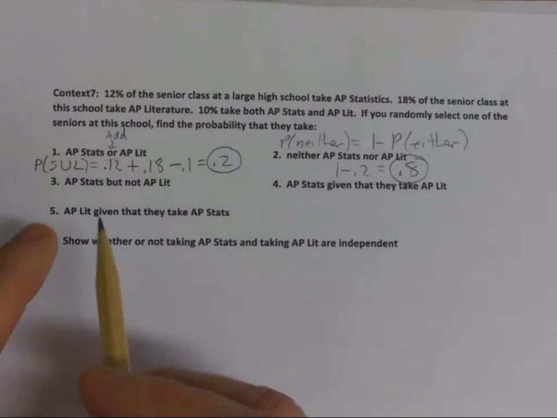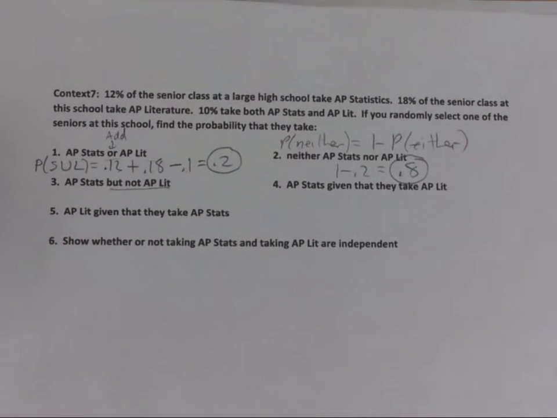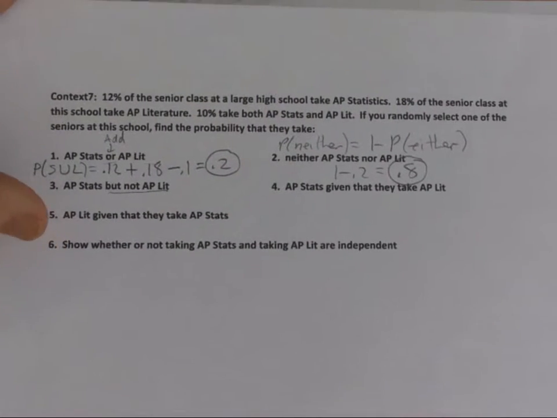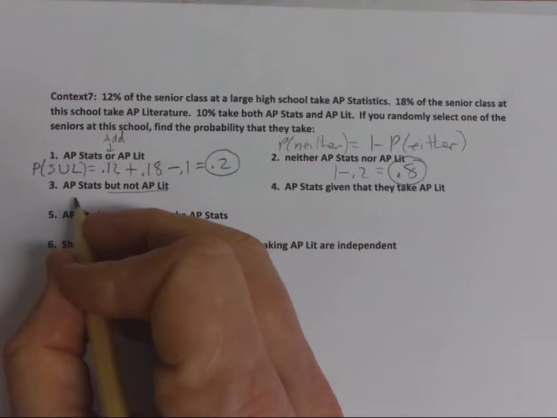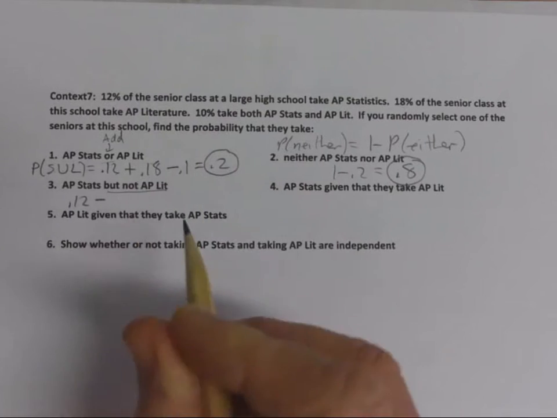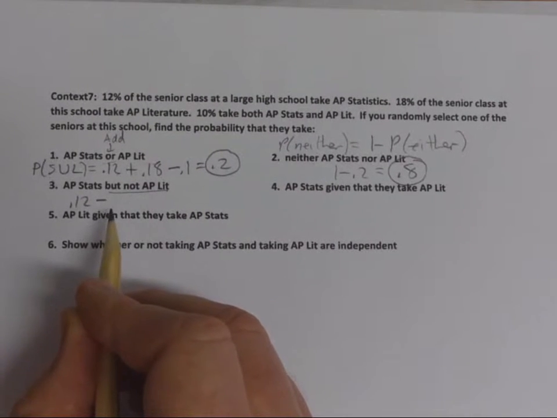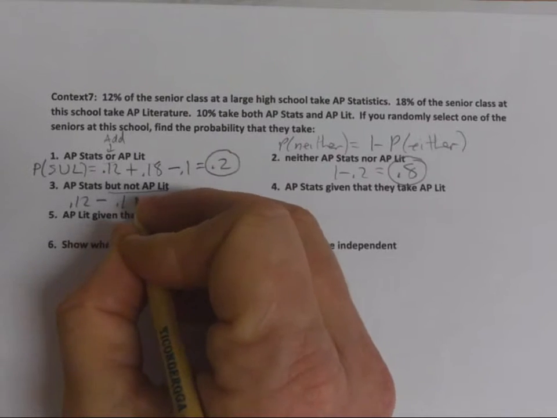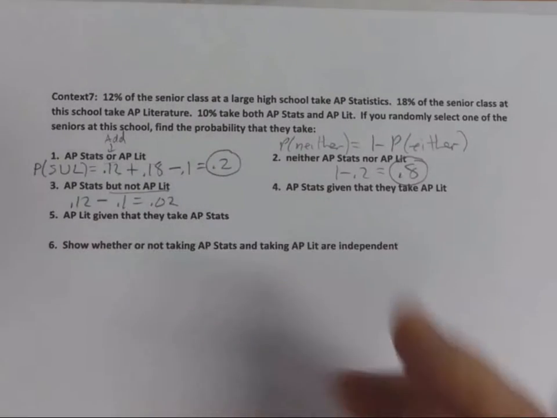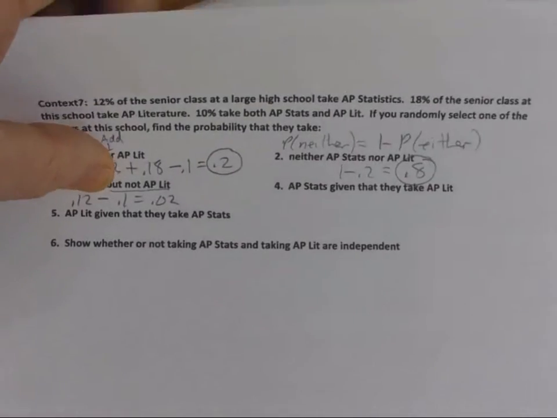All right. What about AP Stats but not AP Lit? So what you would do there is, in essence, go, well, the probability they take AP Stats is going to be 0.12, but you have to subtract off those that are taking an AP Stats and AP Lit, which is 0.1, and so that's 0.02. And at this point, I'm going to make our little Venn diagram. So our Venn diagram is this.